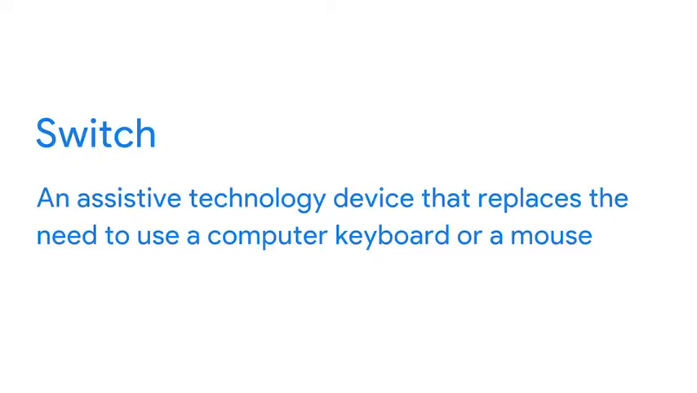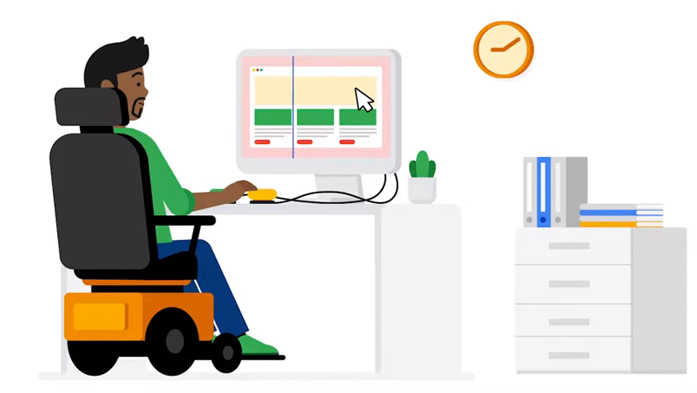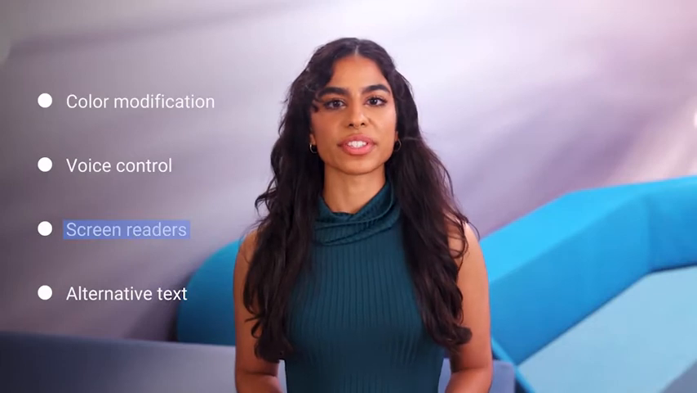A switch is an assistive technology device that replaces the need to use a computer keyboard or a mouse. Switch devices can allow users to control technology, like a computer or smartphone. There are a lot of different kinds of switch devices, but they all help people with limited motor ability use technology more easily. Next up, screen readers.